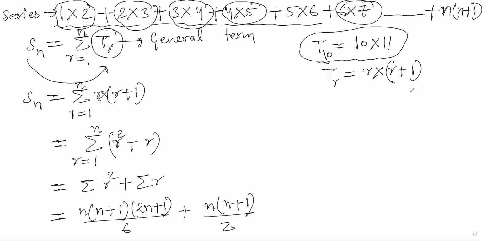So the crux is to find out the general term. As soon as you find out the general term, the question is doable because you know all the formulae. So Sn would come out. I'm writing the final answer: n into n plus 1 into n plus 2, divided by 3. Yeah, this should be the final answer.